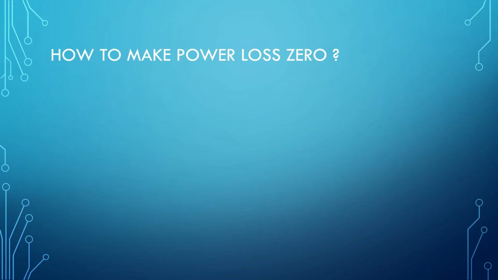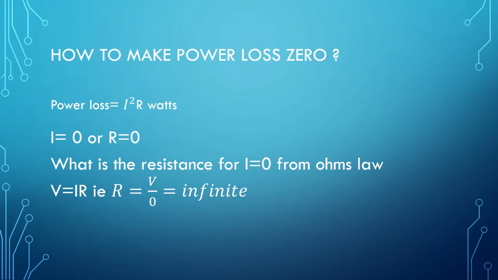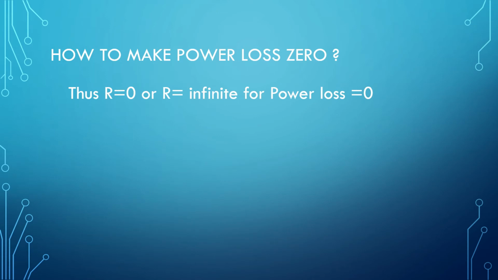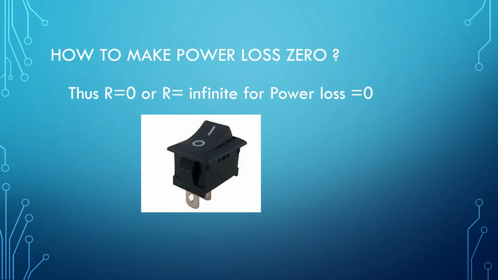Let us find a solution to make the power loss zero. In this equation, for the power loss to be zero, either the current or the resistance has to be zero. From Ohm's law, we can see that for the current to be zero, the resistance has to be infinite. So we can conclude that either resistance equal to zero or resistance equal to infinite will lead to zero power loss. So we can practically see a switch which has these characteristics.